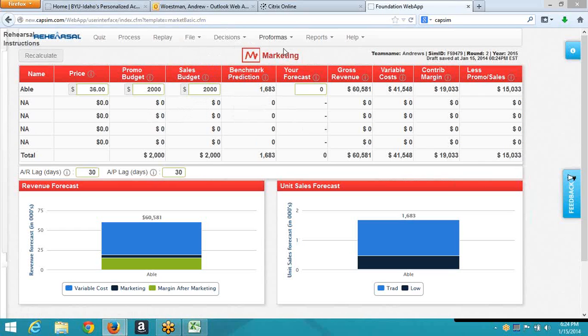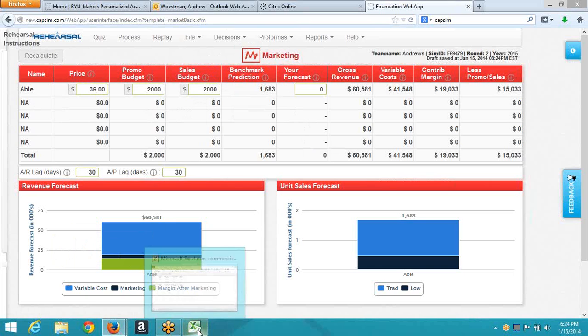So the next thing you want to do is realize how much money you have. If you don't know how much money you have, then you don't know how much you can invest into your company, and you don't know what kind of risks you can take if you want to risk producing more or less products.